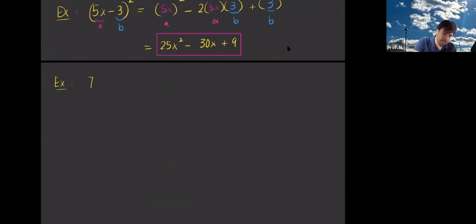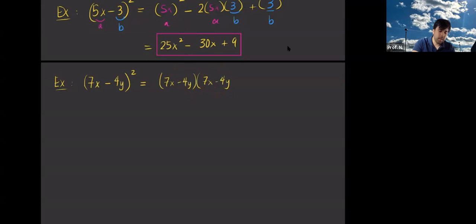Let's say I have something like this: 7x minus 4y, for example. And I want to square this. What I'm saying is, guys, you can do this: multiply 7x minus 4y by 7x minus 4y, and go crazy with the multiplication. What I'm telling you is you don't have to anymore.